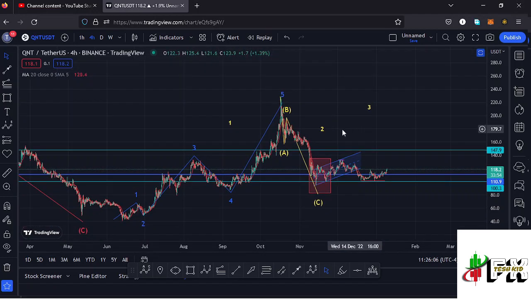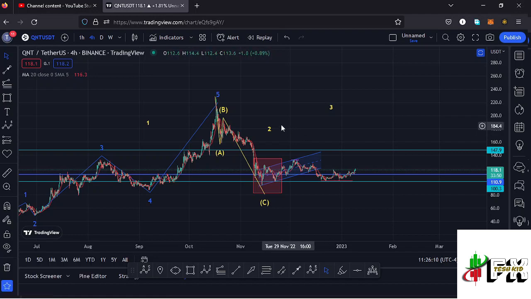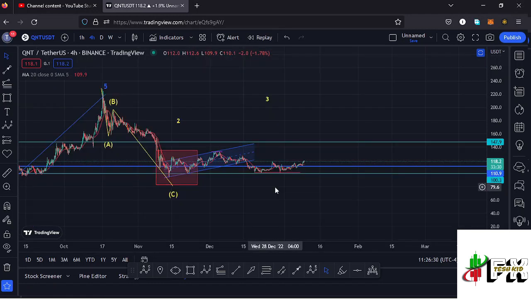And in the formation of a second wave, we also expected to see an ABC corrective structure play out in the formation of that second wave, and we are seeing such a structure right here, having that as the wave A, then a wave B, then a wave C, making its low at around the $94.1 mark, and that could be the low for that higher Elliot wave count 2 to the lower side.